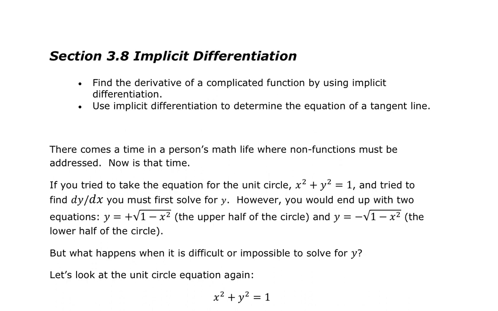When we take the derivative of a complicated function, we're going to find it using implicit differentiation, and we're going to use implicit differentiation to determine the equation of a tangent line when my original equation may not be written as a function. As an example, a circle. Suppose we have the unit circle, x squared plus y squared is equal to 1. If we try to solve for y explicitly, I'd have y equal to the positive square root of 1 minus x squared, and also the negative. We have the top and bottom halves of the circle.